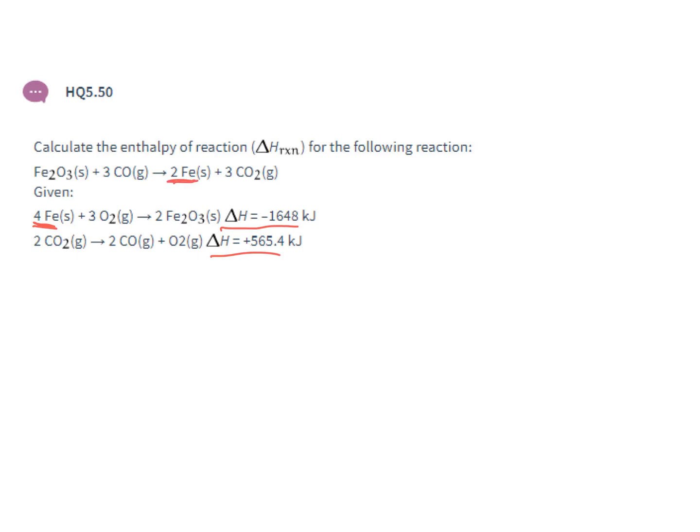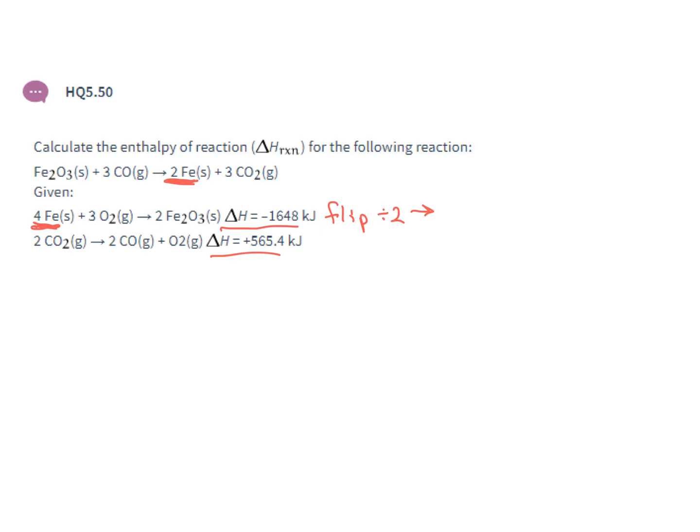So that means I need to flip this first reaction. And not only that, in the reaction I'm looking for, I want to have 2 irons as a product. In this reaction, I have 4. So not only do I need to flip the reaction, but I should divide it by 2. When you flip the reaction, you change the sign on the delta H. And when you divide, we divide everything, including the delta H.